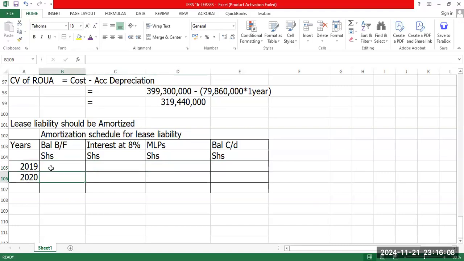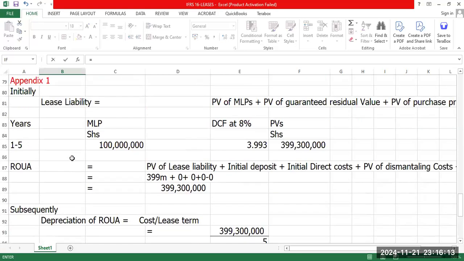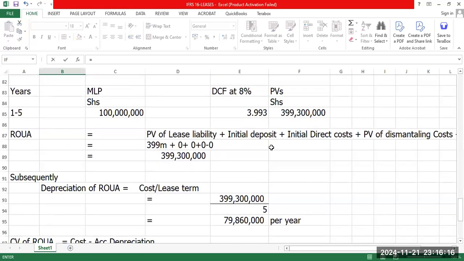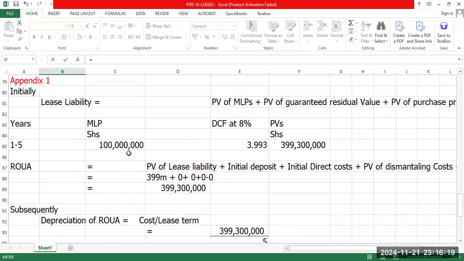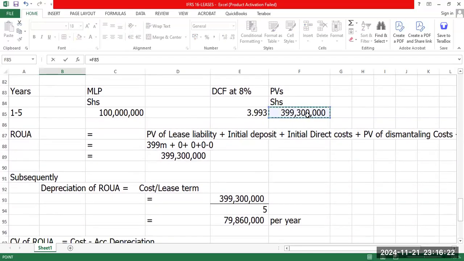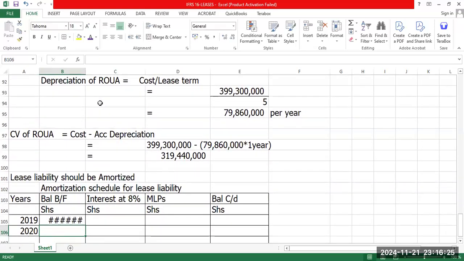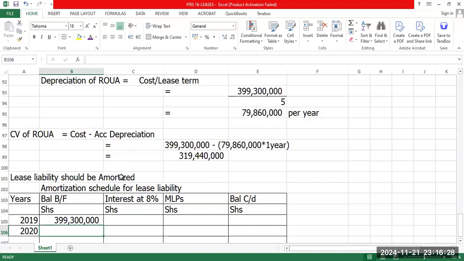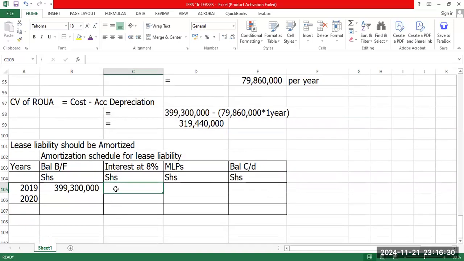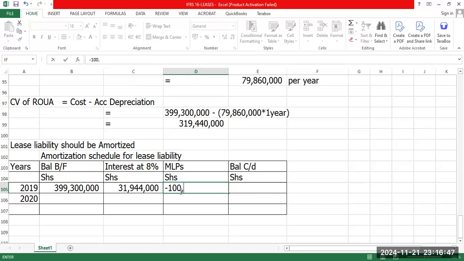Okay. So balance brought forward, that is the lease liability. What is your lease liability? The present value is this one. That is our lease liability. How do you get interest? 8% times this. Our minimum lease payment, which is 100, you put in a bracket. It's a negative. You have to pay.